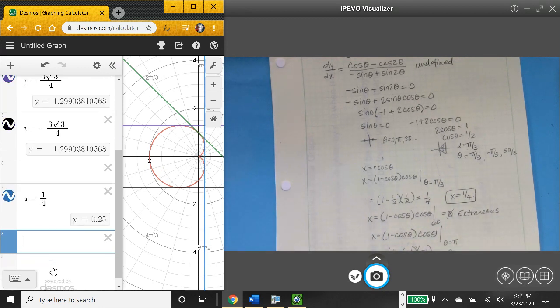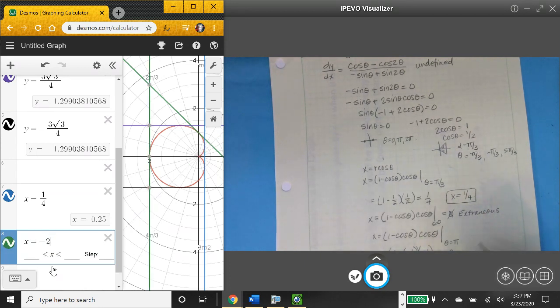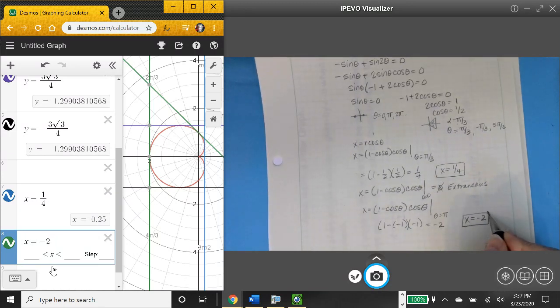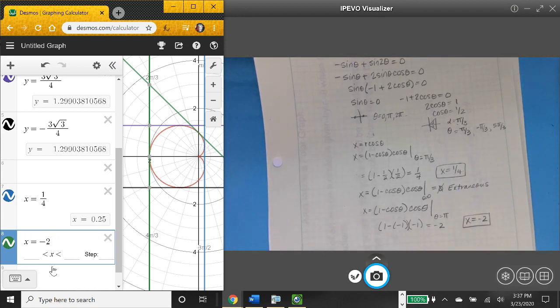Is my line at x equals negative 2? Yes. You see how that works. Okay, so at x equals negative 2, sorry, I have another vertical tangent. So the cardioid has vertical tangents in 3 spots.